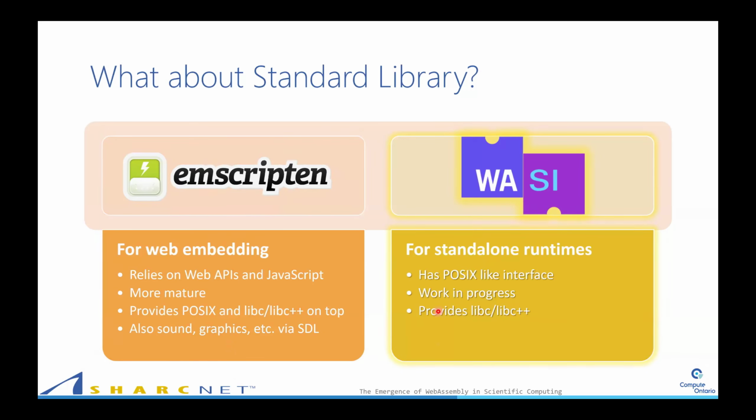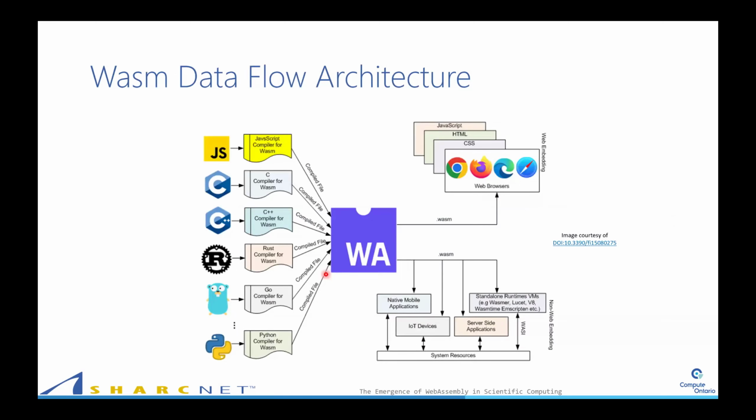For standalone runtimes, you can go with the WebAssembly System Interface, or WASI. It has a POSIX-like interface, not complete POSIX, and it's a work in progress and provides libc and libc++ as well. So as long as there is a compiler for your language of choice that supports Wasm, you can generate a Wasm binary file, and then you can either run it in a web browser or use one of the standalone runtimes like Wasmer to run it without a web browser.